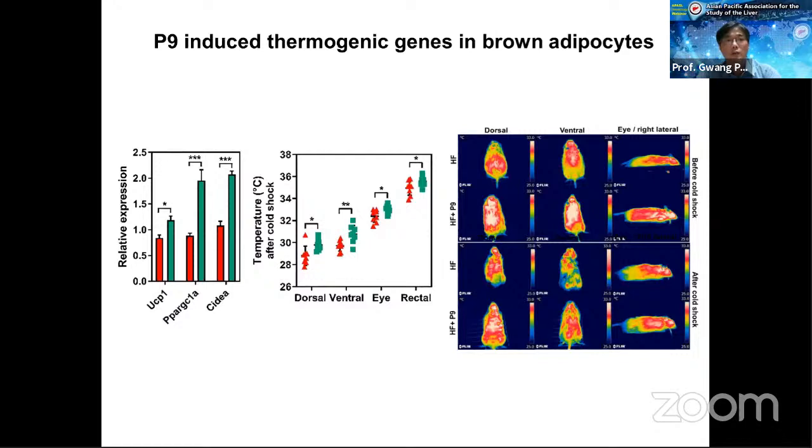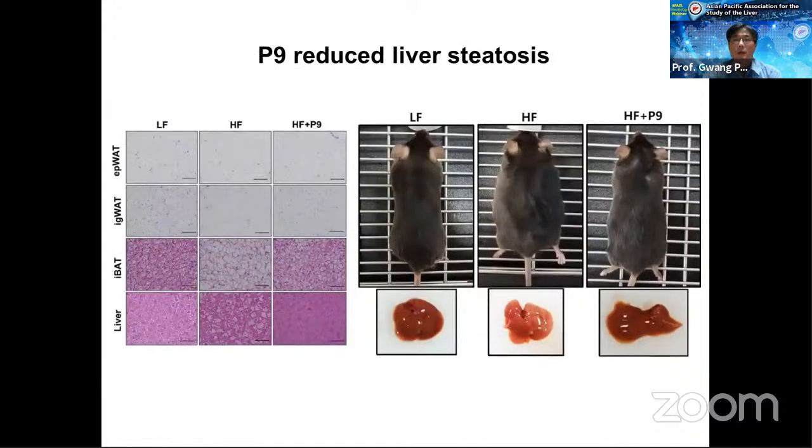And also P9 induced thermogenic genes in brown adipocytes. We also found UCP1 expression was increased in this case. So we find that P9 improved glucose homeostasis and metabolic disease. And also we find P9 reduced liver steatosis. When you analyze these obese models, this is normal chow and high fat, and the high fat with P9 administration shows improvement of the liver steatosis.